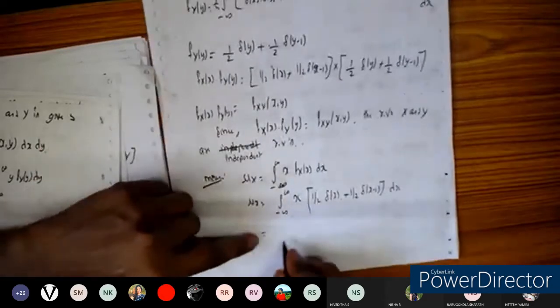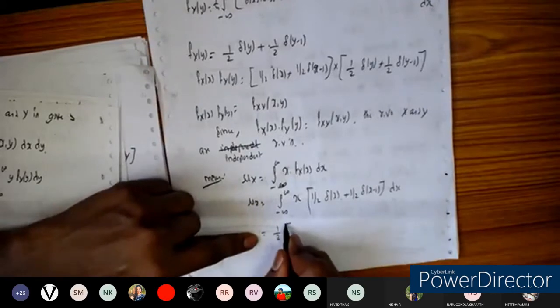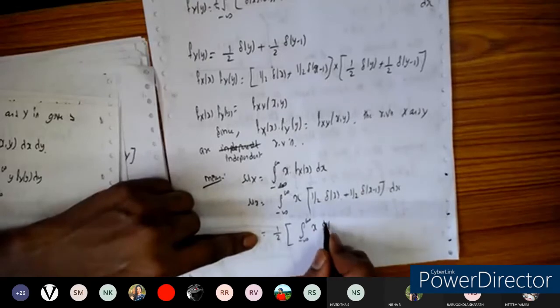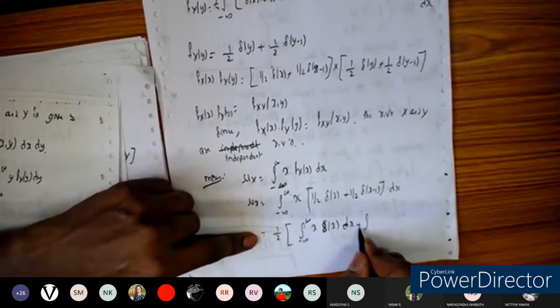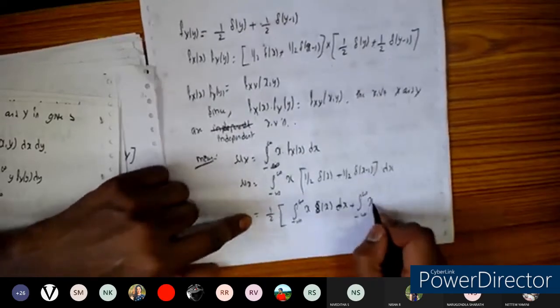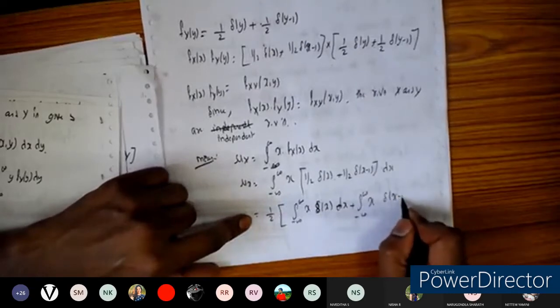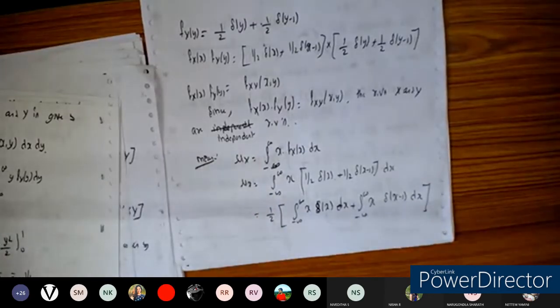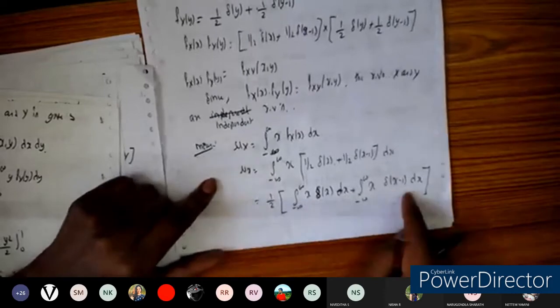I am going to split this. Taking 1/2 outside, it is the integral from minus infinity to plus infinity of x δ(x) dx plus the integral from minus infinity to plus infinity of x δ(x − 1) dx. So we are going to integrate here.